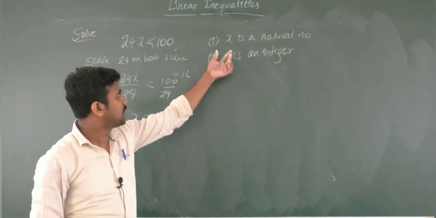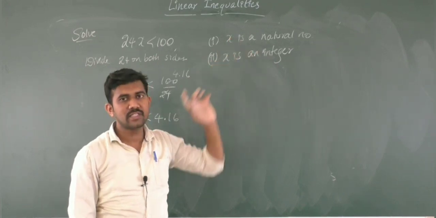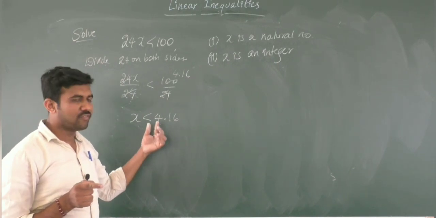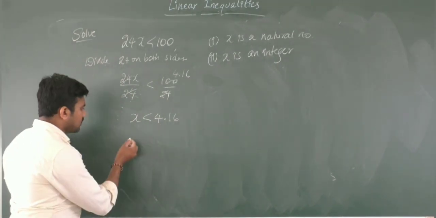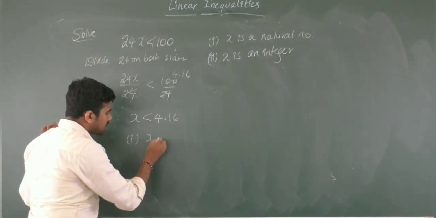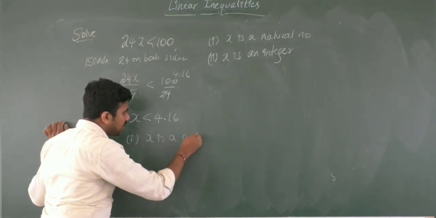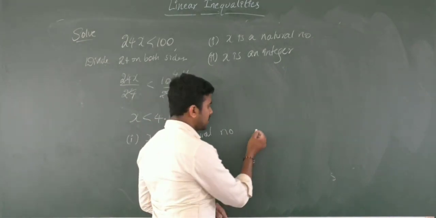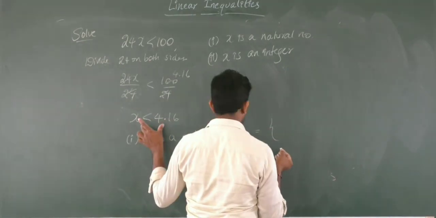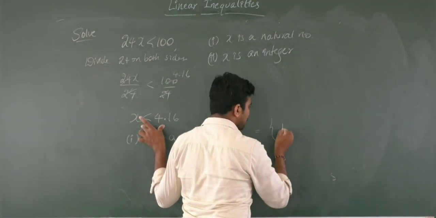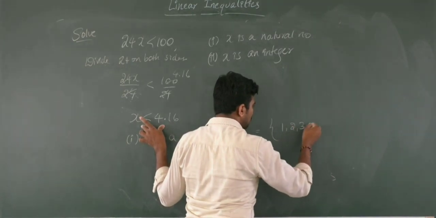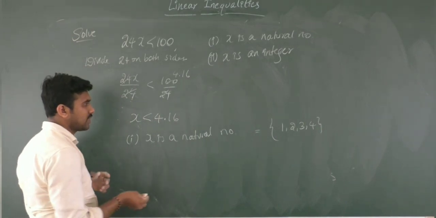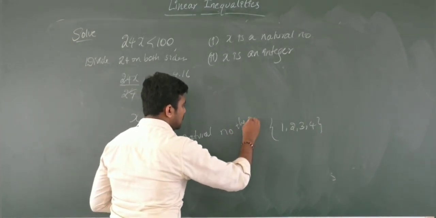But see here, in the first case, we know x is a natural number. Then what is the solution set? The natural numbers less than 4.16. Okay, x is a natural number. In that case, the solution set is the set of all natural numbers less than 4.16, which are 1, 2, 3, 4. So this is the solution set.